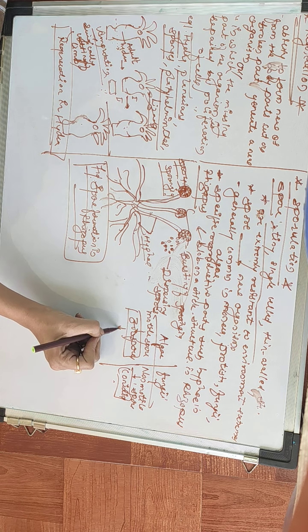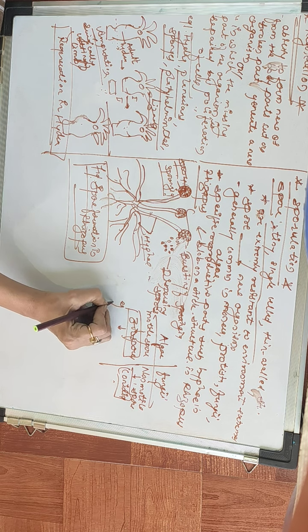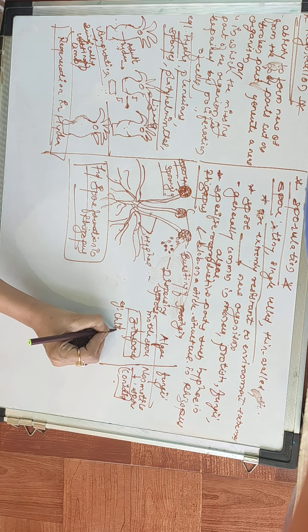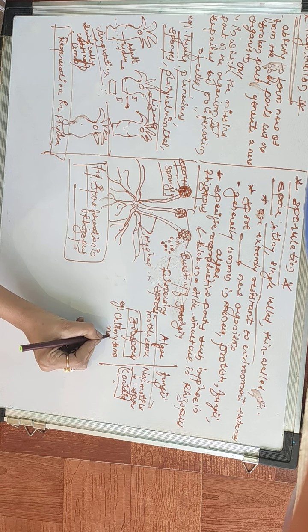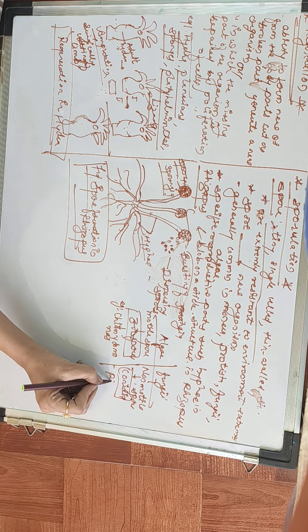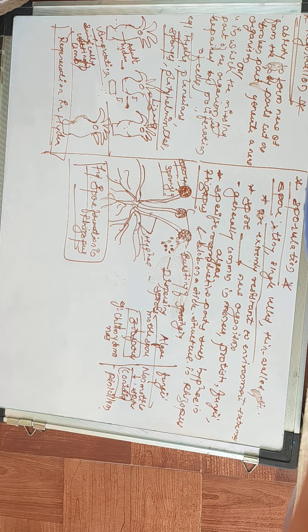In which organism are algal zoospores produced? This example is Chlamydomonas, and here the example is Penicillium. Okay, so these are the types where the spores are produced.